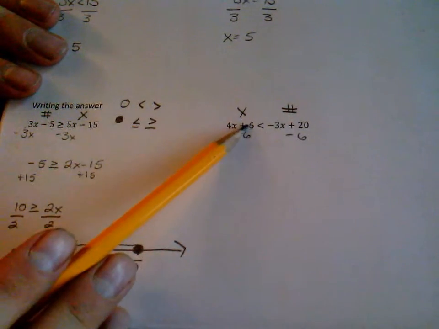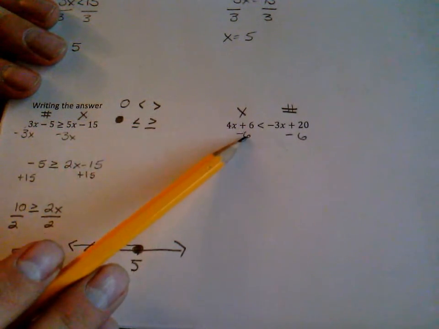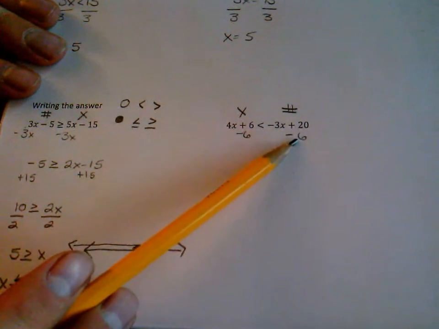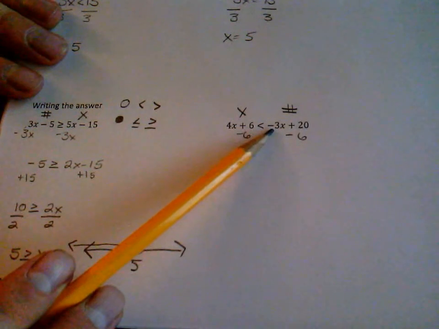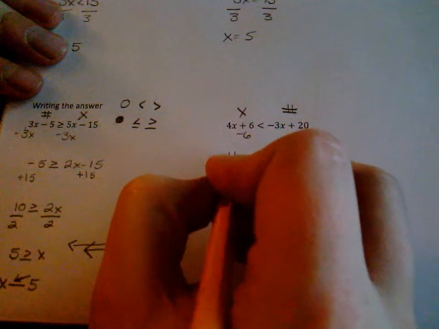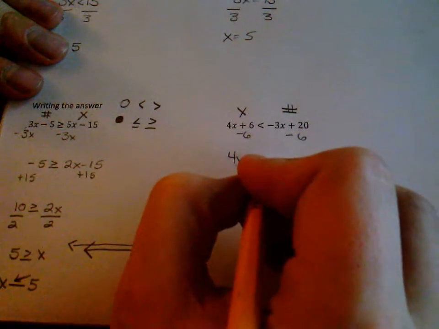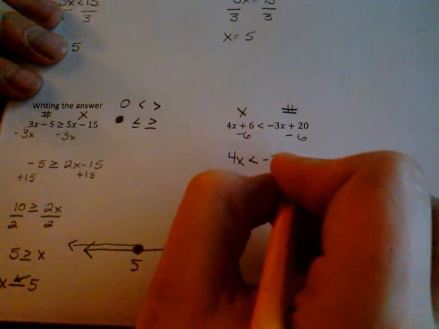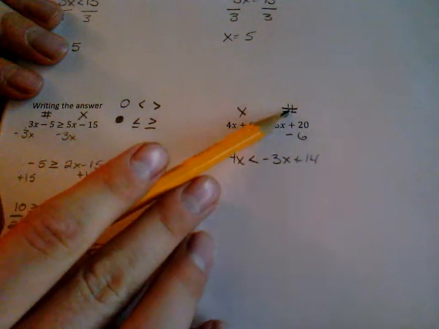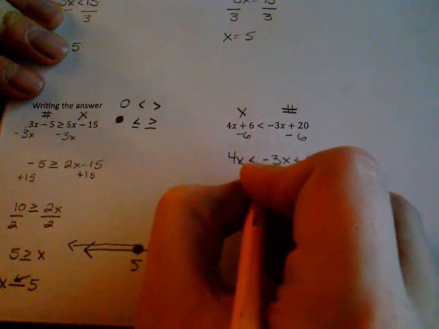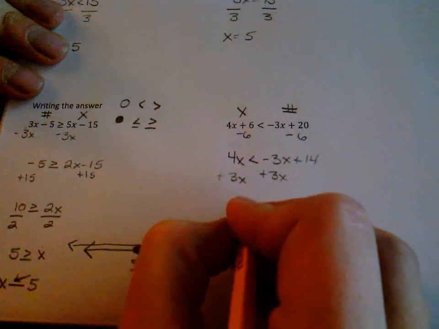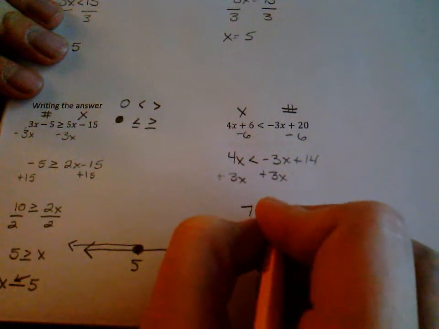Now remember, it can only go with things like itself. That means the 20 is going to be subtracting 6. We can't do it from the 3 because the 3 has an x. So it becomes 4x is less than -3x plus 14. Now we need to get rid of the -3x because it's in the number house uninvited. So we add 3x to both sides. This becomes 7x is less than 14.